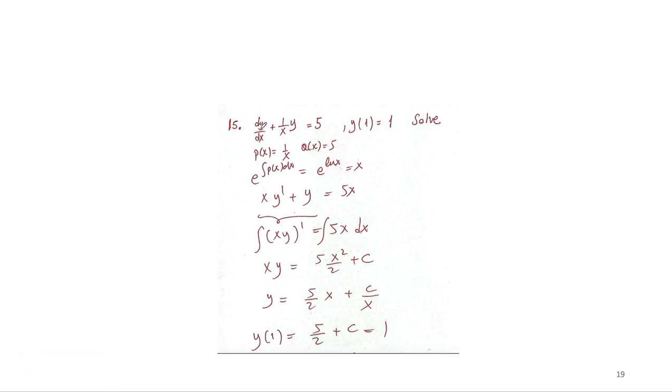Another example: you have dy/dx plus 1 over x times y equals 5. Again, we are given some initial value.